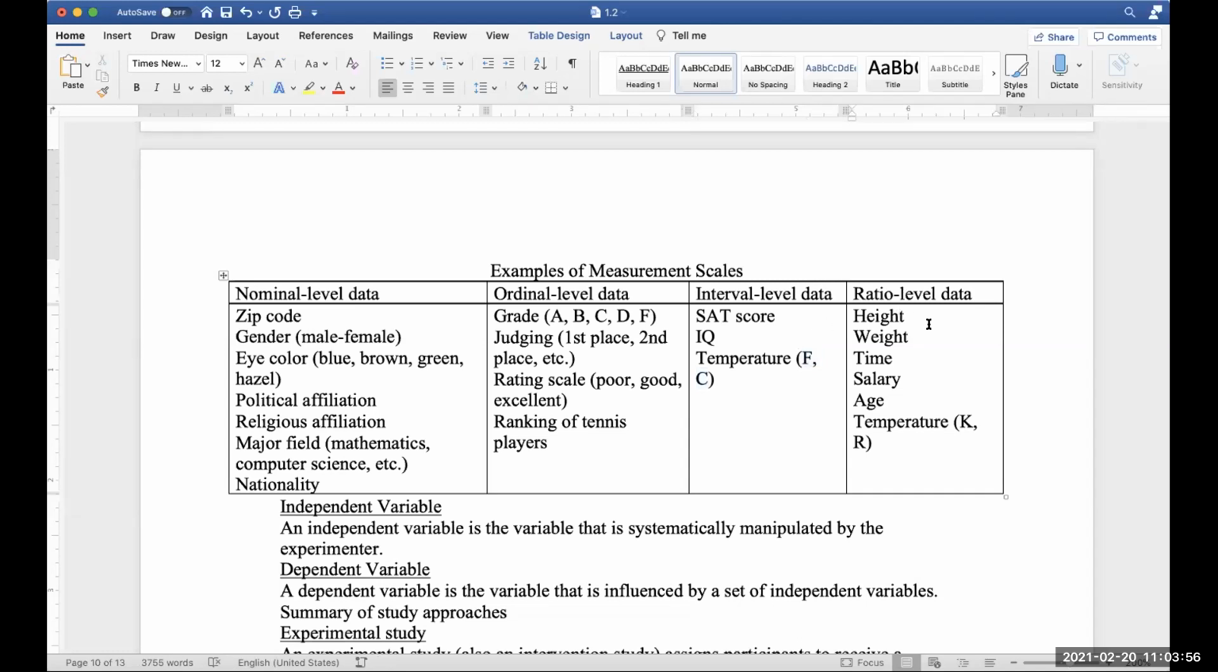Ratio. Things that have ratio level of measurement are height. If you have 0 height, that means you have no height. Weight. If you have 0 weight, that means you have no weight. Say time. If you have 0 time, that means you have no time. Salary. If you have 0 salary, that means you have no salary. Age. If you have 0 age, that means you have no age. Temperature in Kelvin or Rankine. If you have, say, 0 degrees Kelvin, that means you have no temperature.